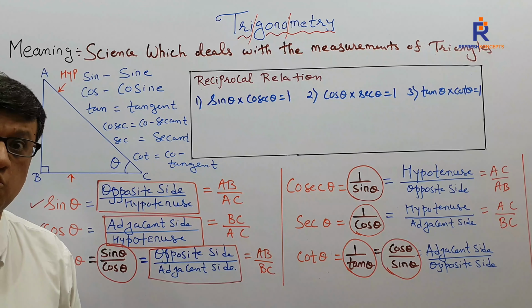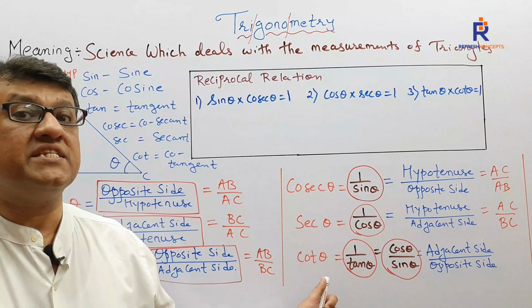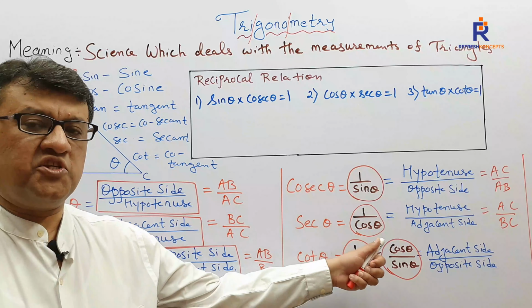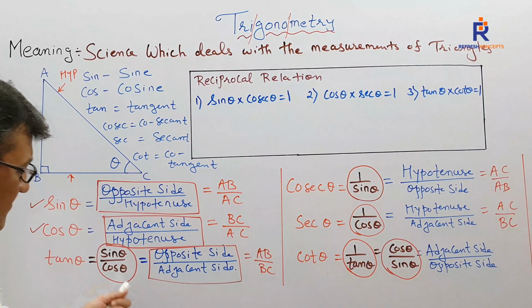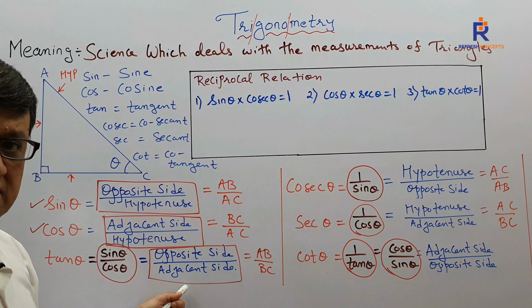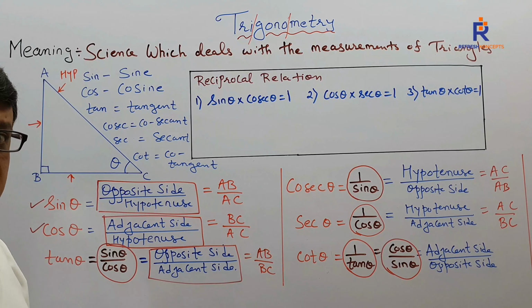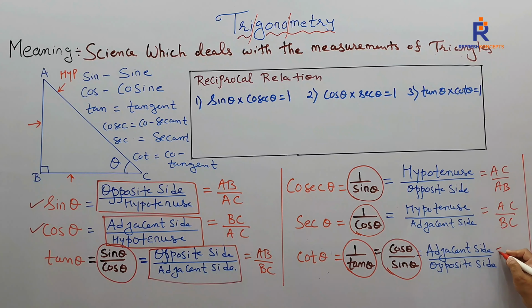Are you getting me? So cot has two relations. Cot is 1 by tan when you talk in terms of reciprocal or inverse, or if you talk in terms of cos and sine, then it is cos by sine. Now when we say it is 1 by tan, what is the definition of tan? Opposite upon adjacent. So when I say 1 upon opposite upon adjacent, adjacent shall go up, opposite comes down, and the answer will be adjacent upon opposite. That's the definition. If you want to write the answer here, it is BC by AB.